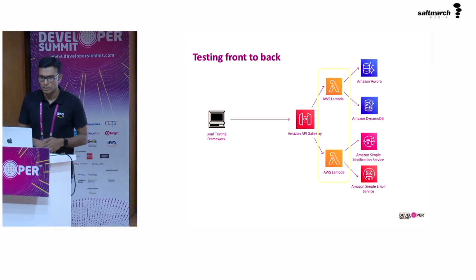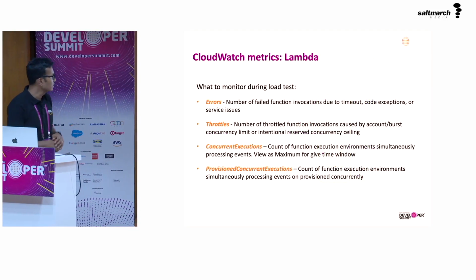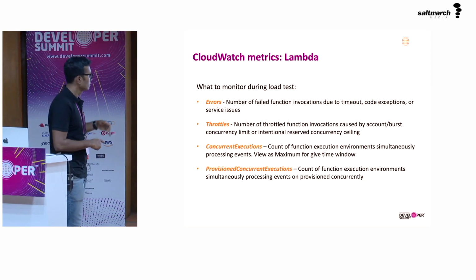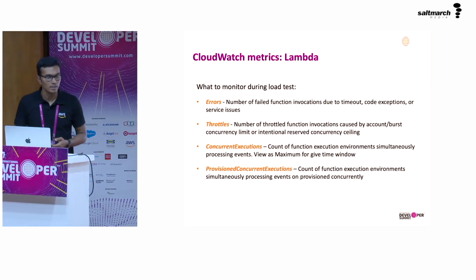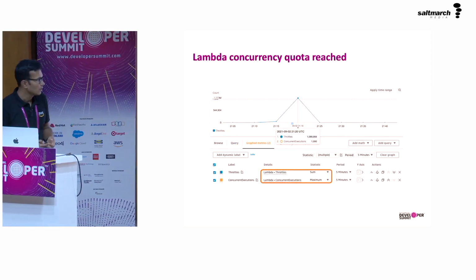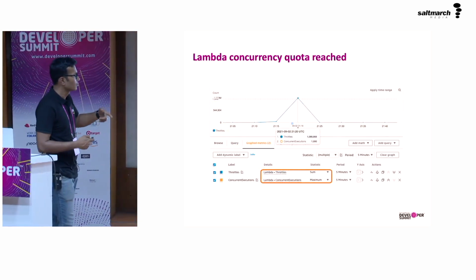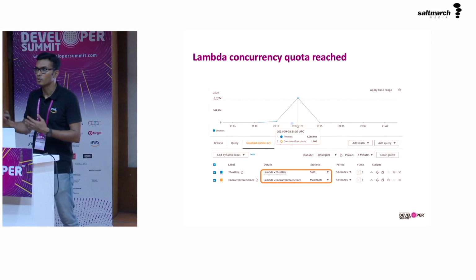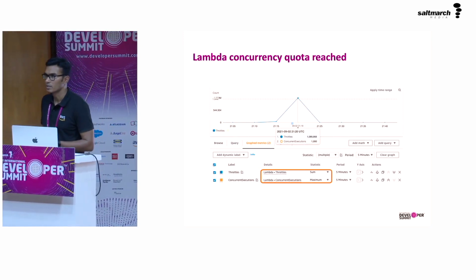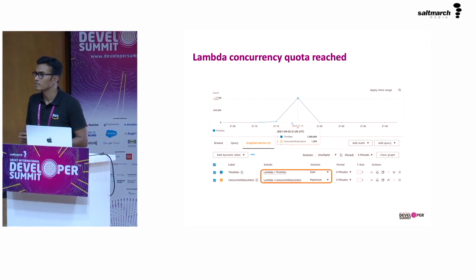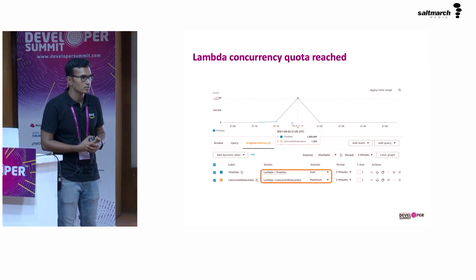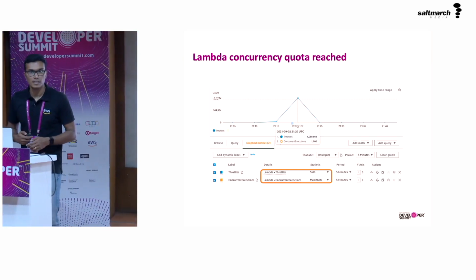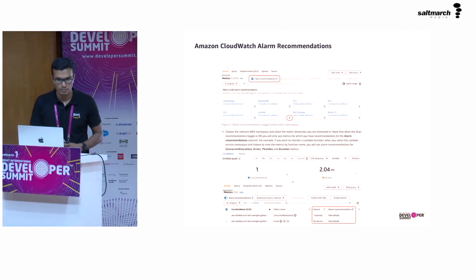Same way with Lambda. There are some key metrics that you would definitely need to monitor: errors, throttles, concurrent executions as well, right? And in terms of the concurrencies, you would also get to see what your account concurrency is. When you have a sudden burst, you might consume all the concurrency and run into a situation where it might starve the other Lambda functions. So it's highly recommended to monitor the concurrencies as well.